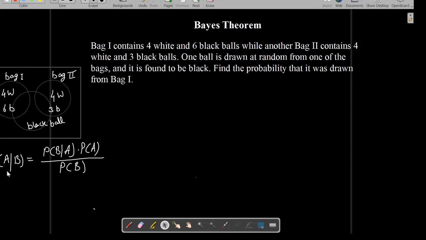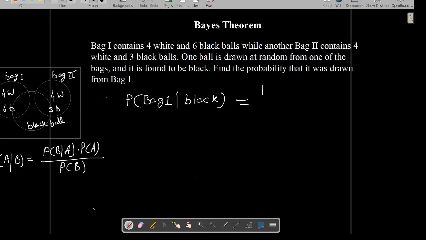So we are going to use the Bayes theorem to solve this problem. So this is the Bayes theorem: P of A given B equals P of B given A times P of A over P of B. Let us formulate our problem for the Bayes theorem. So we have to find out P of bag 1 given the black ball.